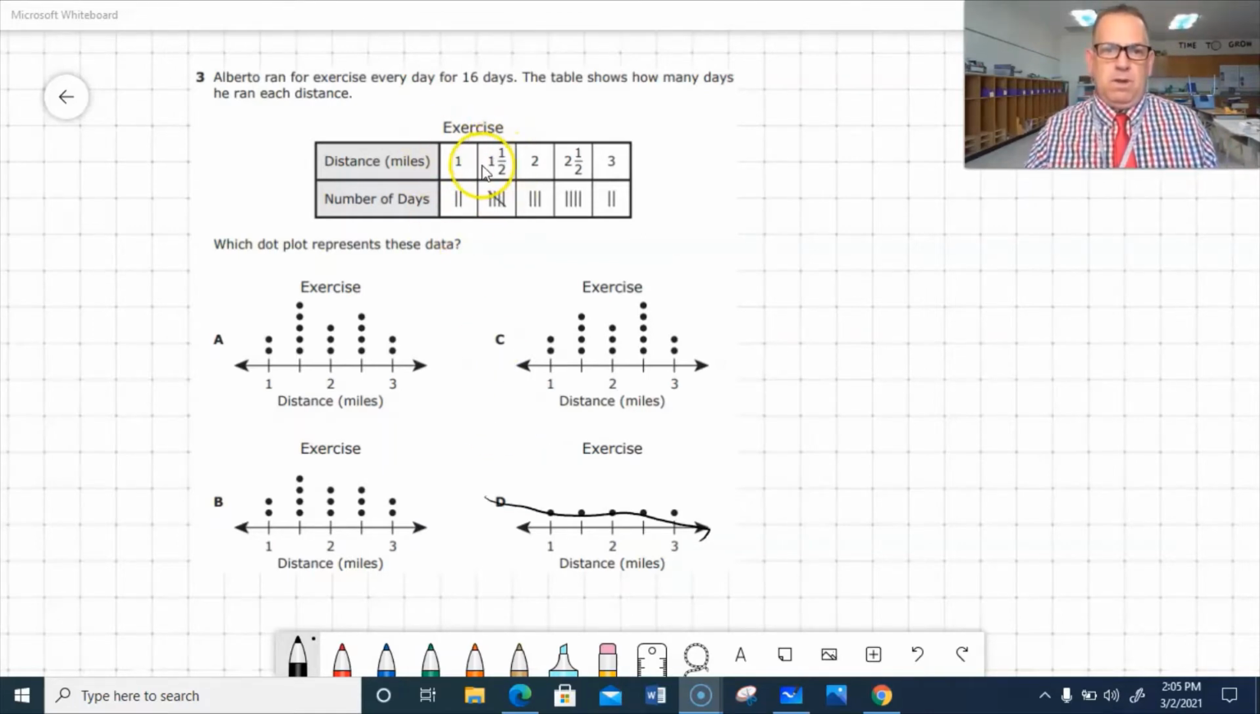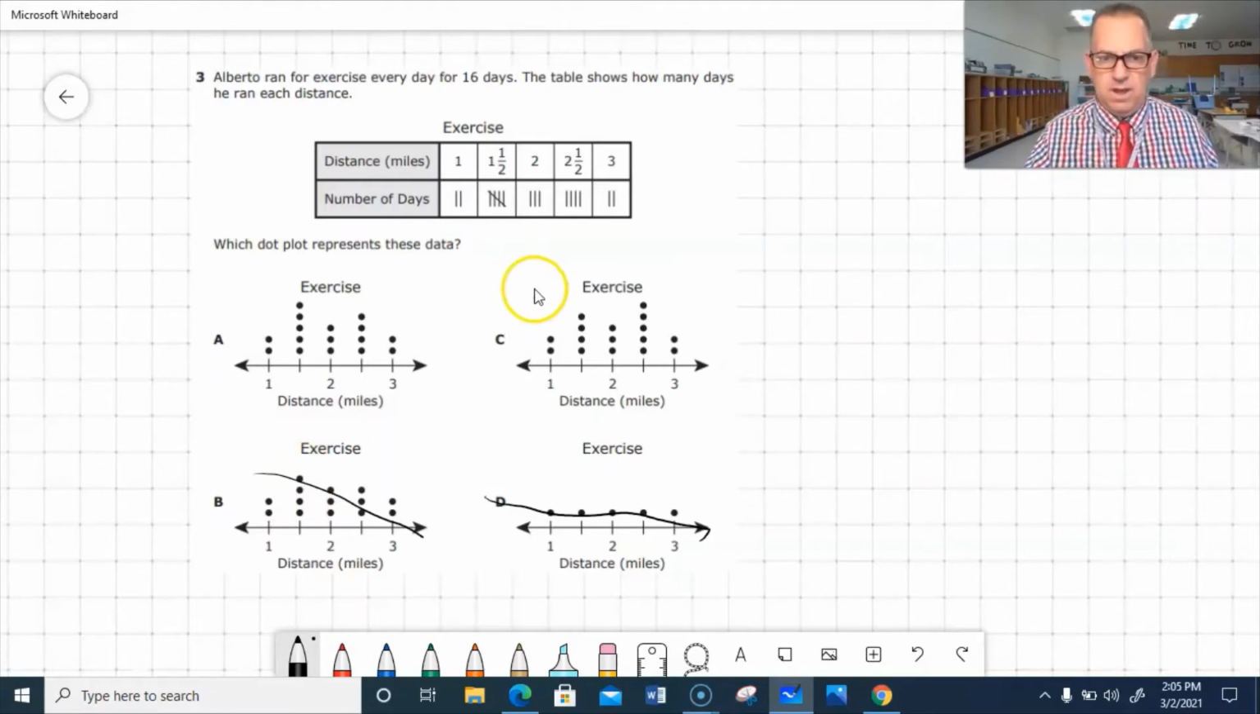So we'll go ahead and look at how many days he ran 1.5 miles. It looks like he probably ran 1.5 miles most days, and it looks like he did it for 5 days. So I'm going to look halfway between 1 and 2, which would be 1.5. Answer choice A says 1, 2, 3, 4, 5. That works out. Answer choice B says 1, 2, 3, 4, so I can eliminate answer choice B because it said he ran 1.5 miles 4 days.